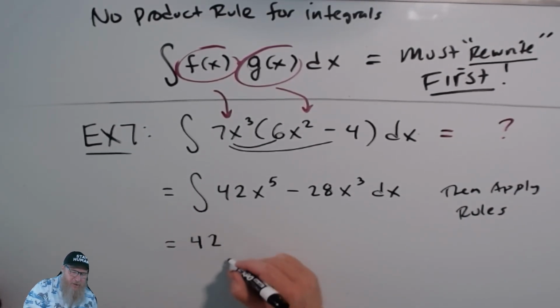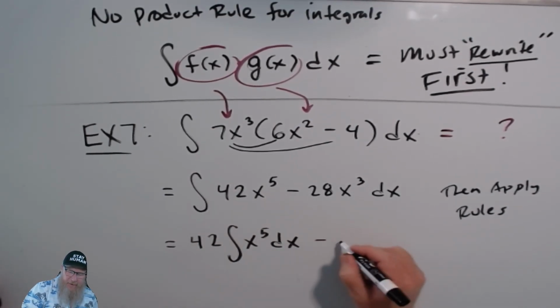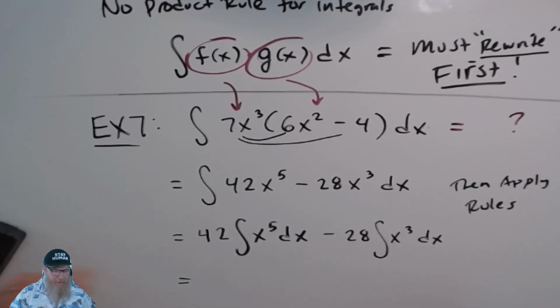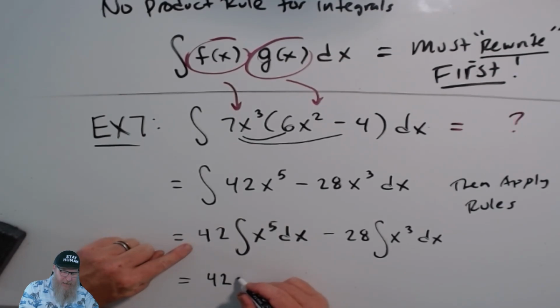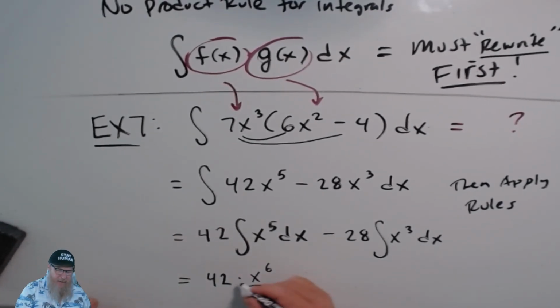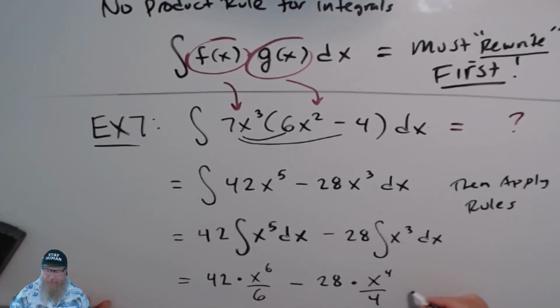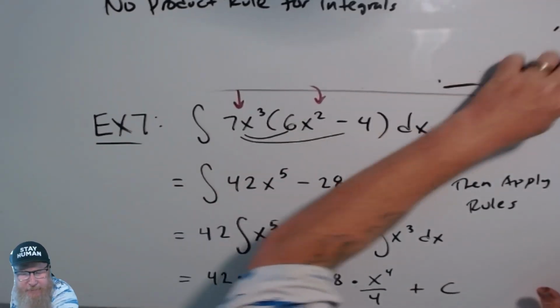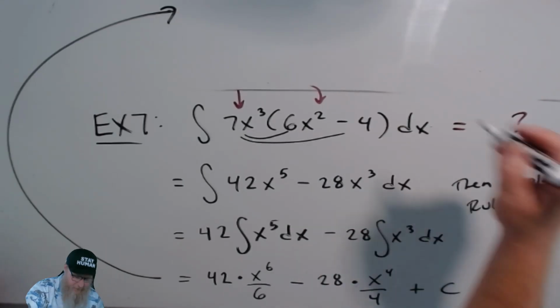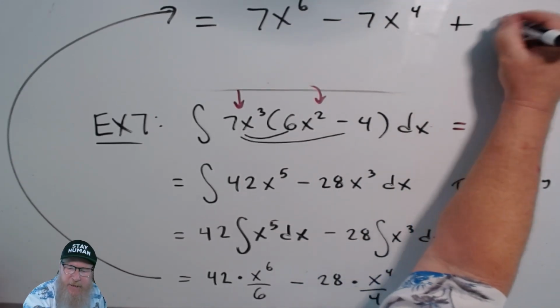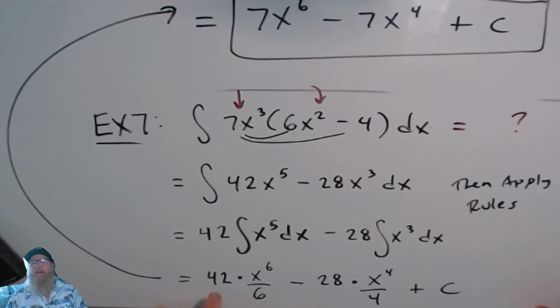So that'll be 42 integral of x to the 5th minus 28 integral of x to the 3rd. And just do them one at a time. So 42 x to the 5th will be x to the 6th over 6. I'm putting a dot for times. X to the 3rd, that'll be x to the 4th over 4, and then plus c. So the final answer will be 7x to the 6th minus 7x to the 4th. Oh, that's a coincidence. Plus c. They both came out 7s. 42 divided by 6 and 28 divided by 4. I didn't even plan that. Lucky 7s.